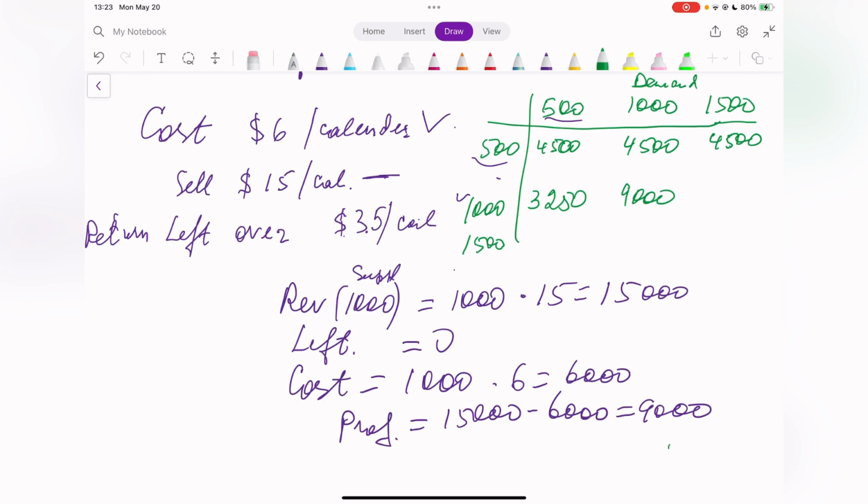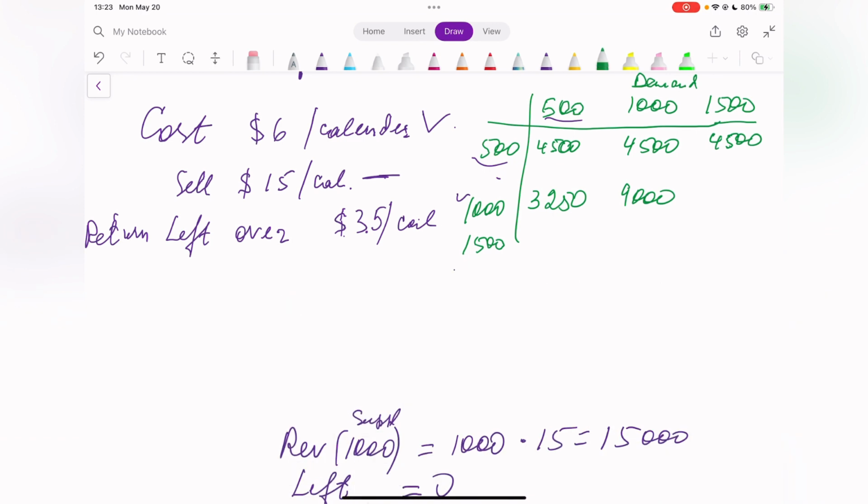No, hold on, let me do it. We will have, no, we don't have leftover. Okay, so demand is more than supply, so we won't have any leftover, so which means it's still gonna be 9,000. Practically same numbers. It's gonna be different story now when supply is more than demand. That's what is gonna be interesting.